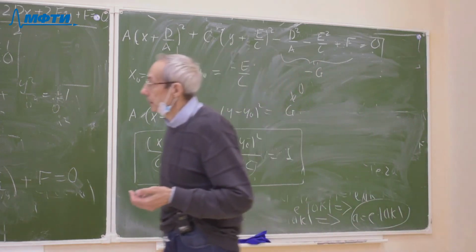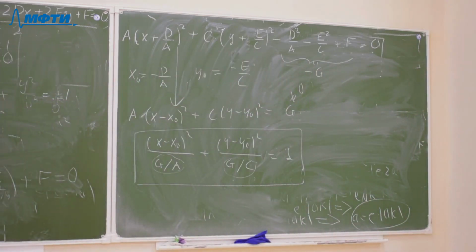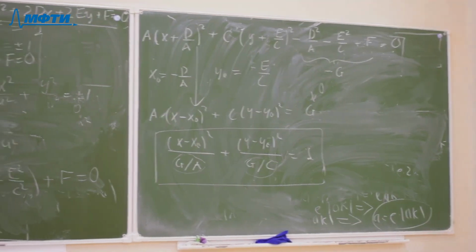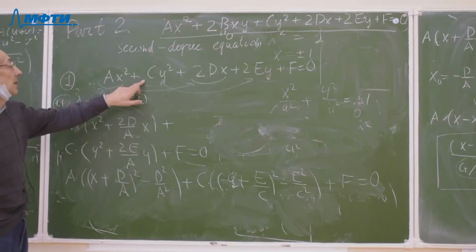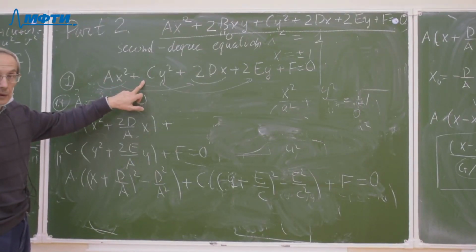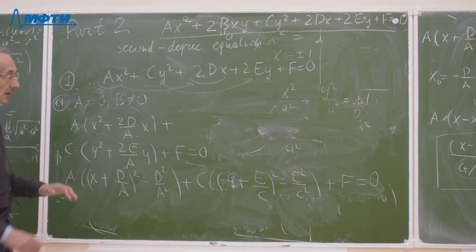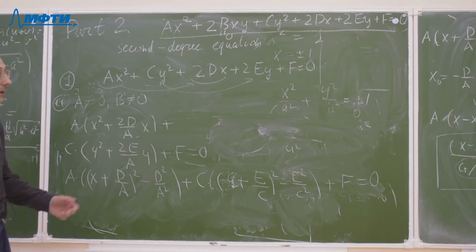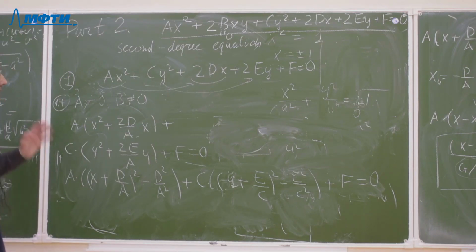And the last case is when one of the parameters a or c is equal to 0. In this case, we obtain a parabola. And all these cases we will consider at our next seminar.